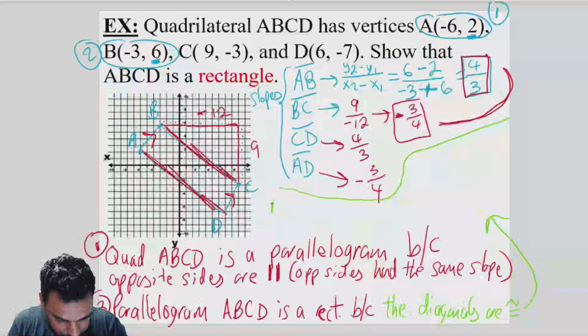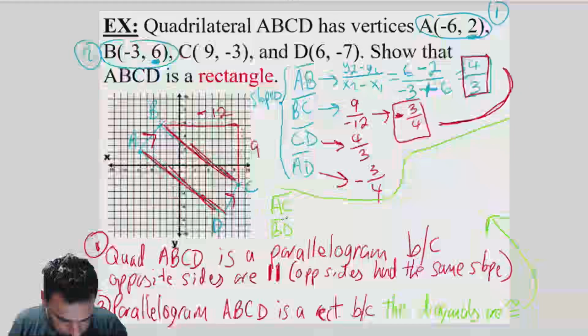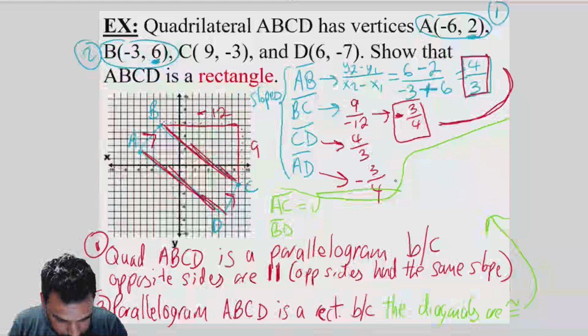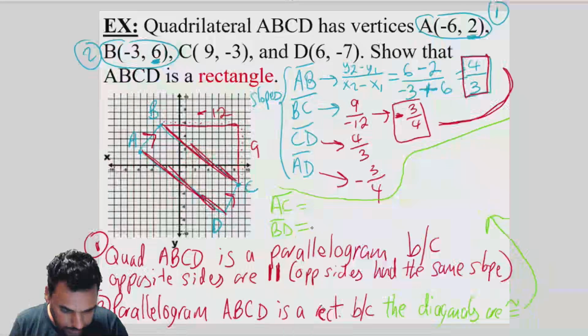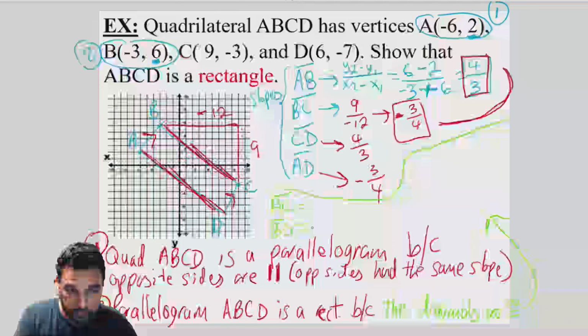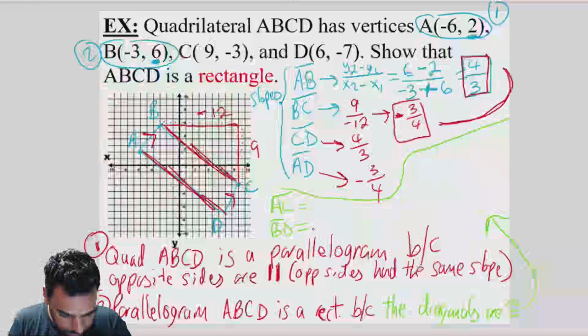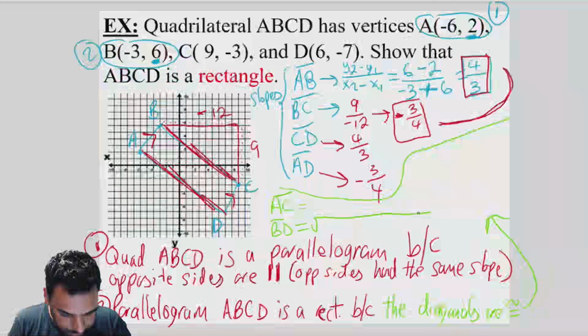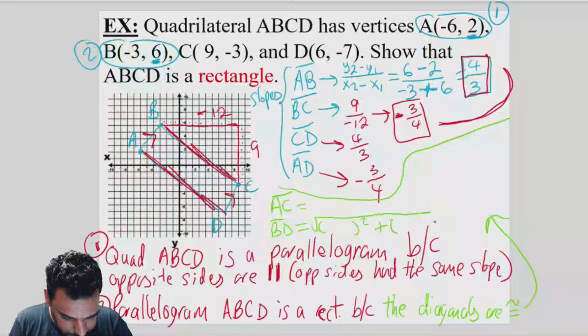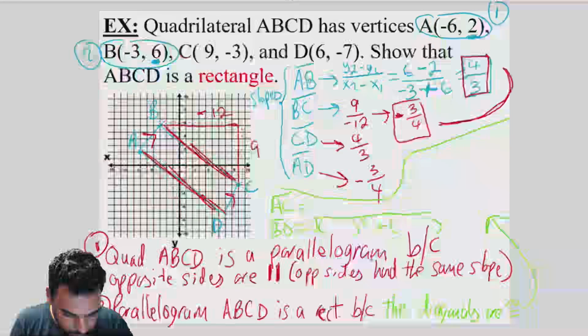So what are the diagonals? AC and the other one is BD. I'm just going to use the distance formula. I'm going to do it for BD. Like, I know they're going to be the same, right? So I'm only going to do it for one side, but if you're showing this, you have to show it for both sides as proof. But I'm just going to show one side. So the formula is x2 minus x1 plus y2 minus y1.